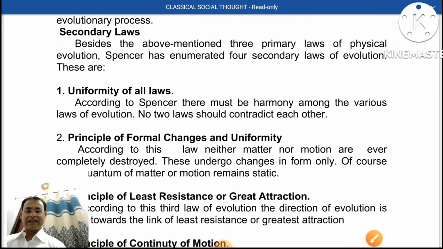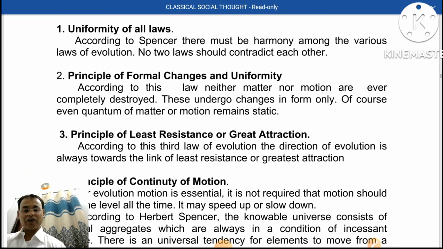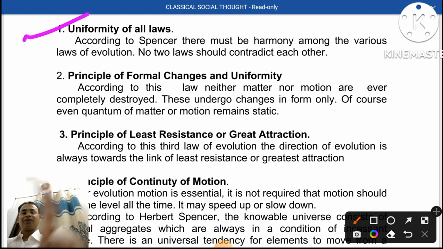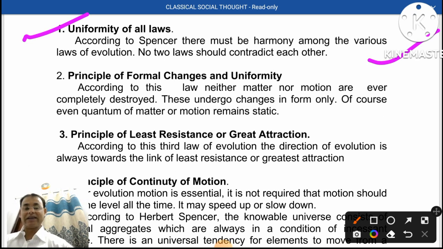Secondary laws. Besides the above mentioned three primary laws of physical evolution, Spencer has enumerated four secondary laws of evolution. Uniformity of law: according to Spencer, there must be harmony among the various laws of evolution. No two laws should contradict each other. Principle of formal changes and uniformity: according to this law, neither matter nor motion is ever completely destroyed. These undergo changes in form only. Of course, the quantum of matter and motion remains static.